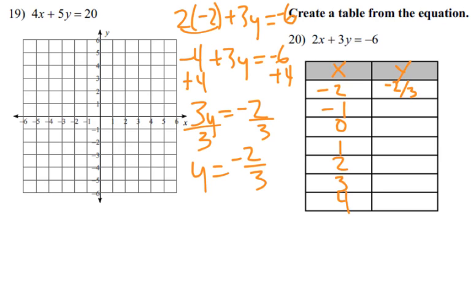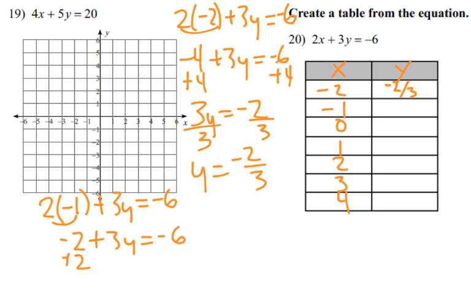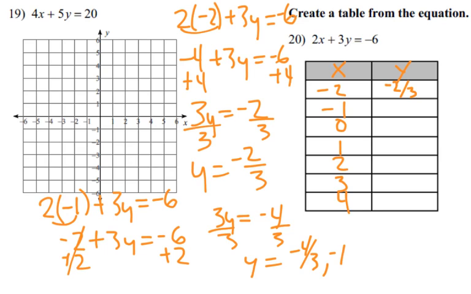So we can do it for negative 1. 2 times negative 1 plus 3y equals negative 6. So we get negative 2 plus 3y equals negative 6. Add 2 to both sides. We get 3y equals negative 4. Divide by 3. We get y equals negative 4/3, which is negative 1 1/3, or negative 1.666, or 33333. I'm going to write negative 4/3.